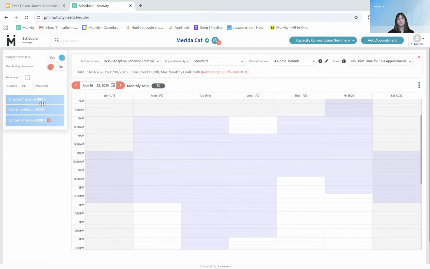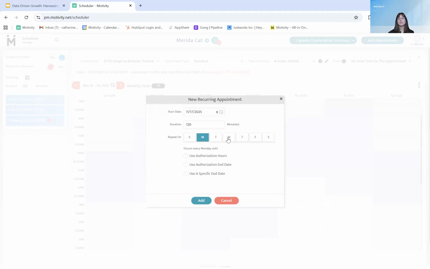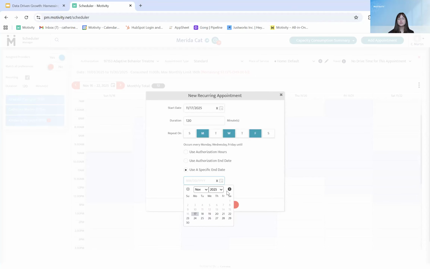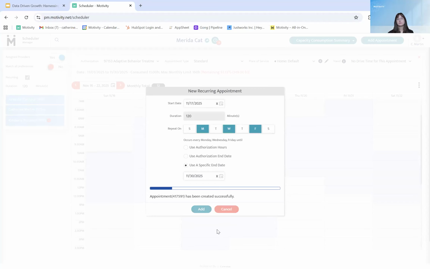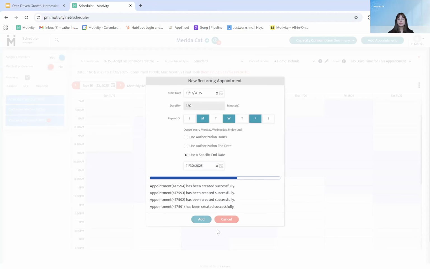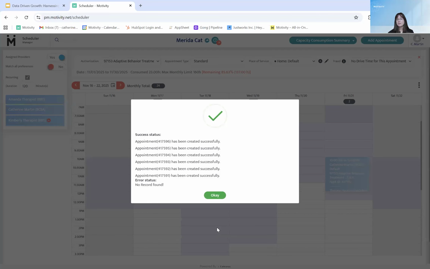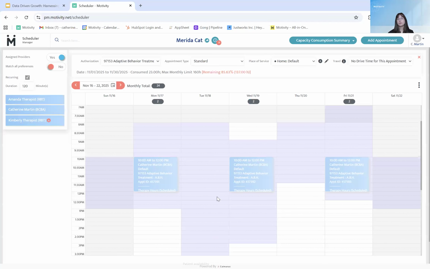And then I can make my schedule from here simply by selecting recurring. Maybe I want to make sure we're scheduling a 2-hour appointment. And I want to look at scheduling on Mondays, Wednesdays, and Fridays when my client and my provider are available. When I set this recurring schedule, I can either use my authorization hours, I can use my authorization end date, or I can just go to a specific date. Maybe I just know that this works through the end of the month. As I add my schedule, we'll see these appointments creating live. And any appointments that cannot be created, maybe for example, there was a blackout date, especially with a holiday, but now I have these recurring schedules set.